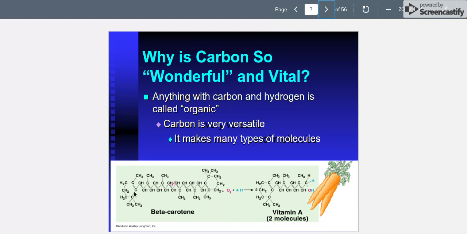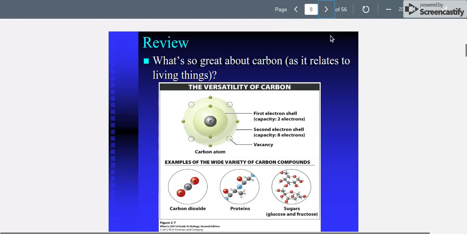And so we see in this beta carotene's transformation making vitamin A, we've got a lot of carbon in here, and that carbon is kind of the backbone of most organic molecules. Okay. So again, carbon can make a lot of different types of bonds because it's so versatile, because of the number of bonds that it can make.